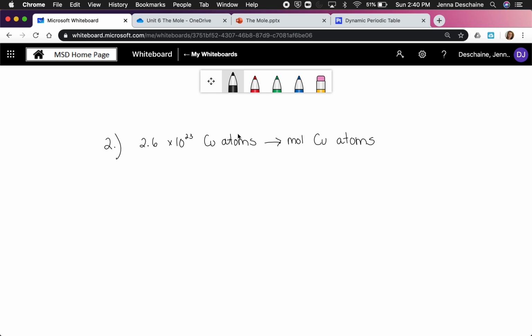All right, so number 2, I am trying to convert 2.6 times 10 to the 23rd copper atoms to moles of copper atoms. Okay? Oh, sorry, I'm just readjusting myself. So, as always, I'm going to start with writing down what I'm given and what I need to find, okay? So I am given 2.6 times 10 to the 23rd copper atoms. And I need to find out how many moles that is.